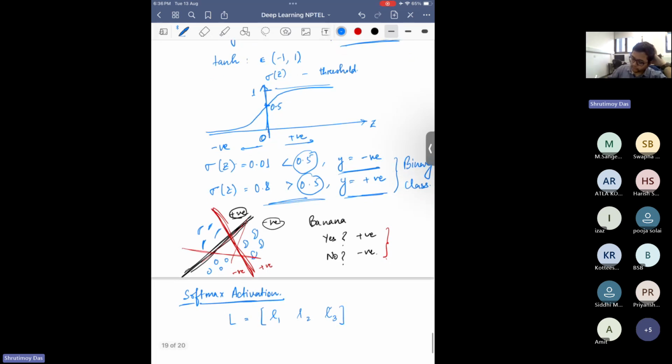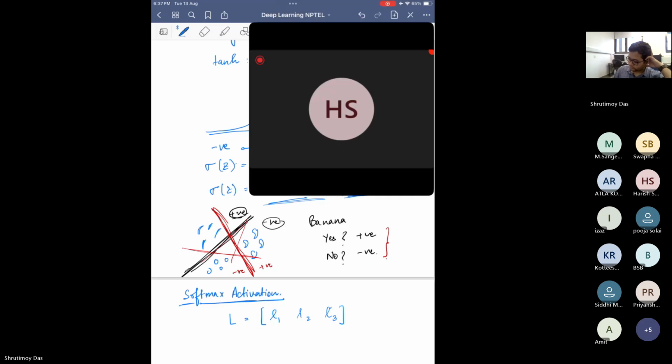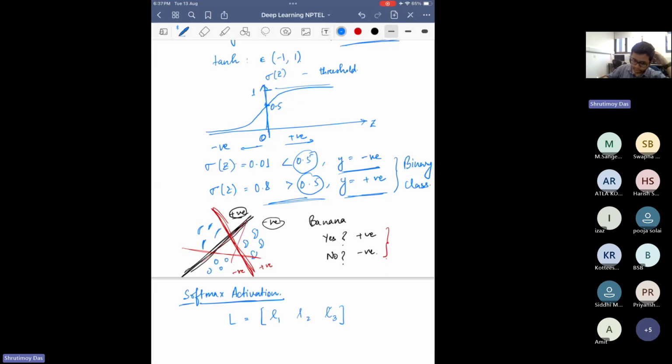So earlier, when you are using sigmoid, you are trying to say: what is the probability that my result is greater than 0.5? So sigmoid answers this question: what is the probability that your class is positive?